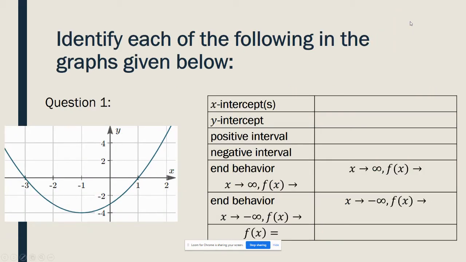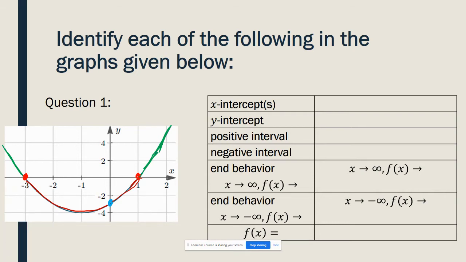Okay, let's look at a couple of these graphs and identify each of these different characteristics that we just discussed. Right off the bat, I'm going to highlight in red all of my x-intercepts. I'm going to highlight in blue all my y-intercepts, so anytime I cross the y-axis. I'm going to highlight in green anytime my graph is positive or above the x-axis, but I'm going to highlight in this dark violet color wherever my graph is negative or below the x-axis. And hopefully that will help me to answer some of these questions here.